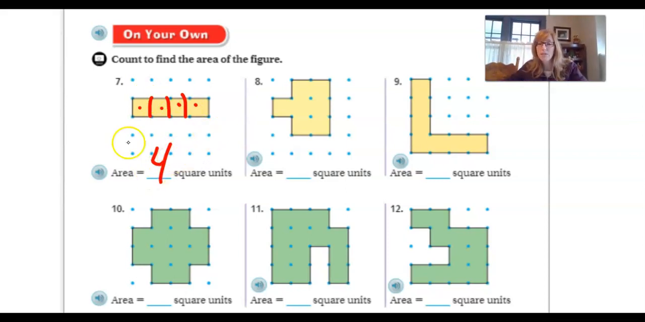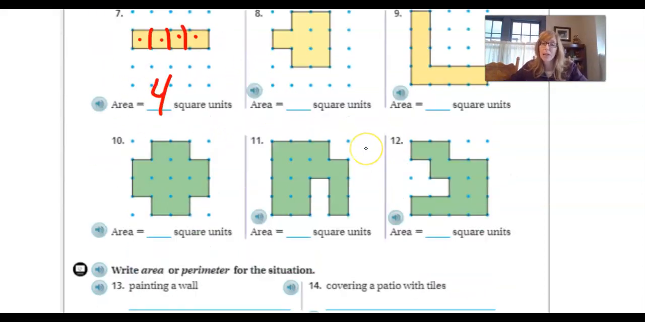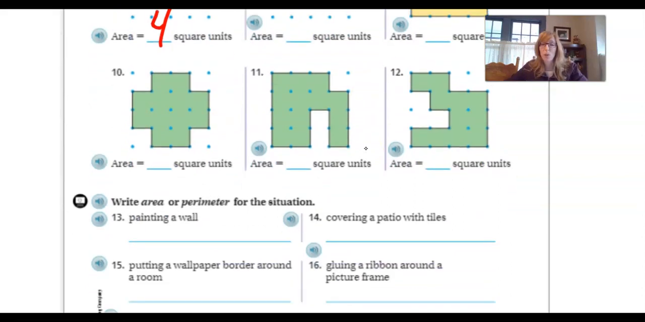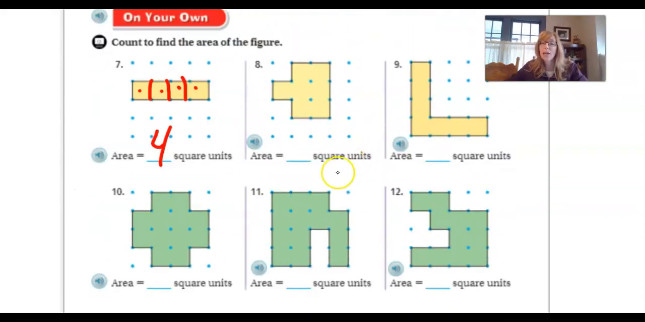This is what you're going to do on your own. You're going to pause the video. You are going to complete this, and then you're going to come back and I'll give you the answers. Okay? All right, go ahead, pause the video.